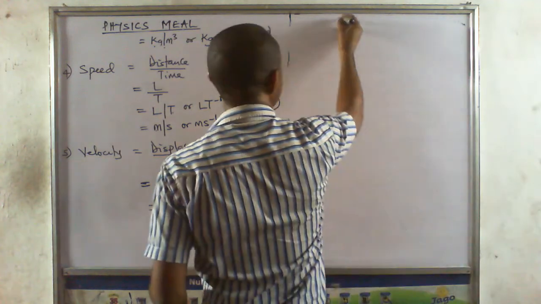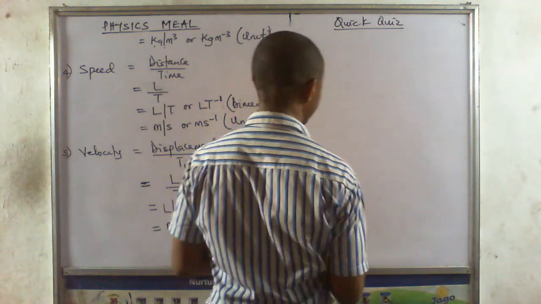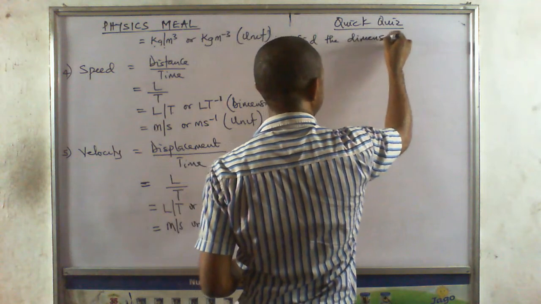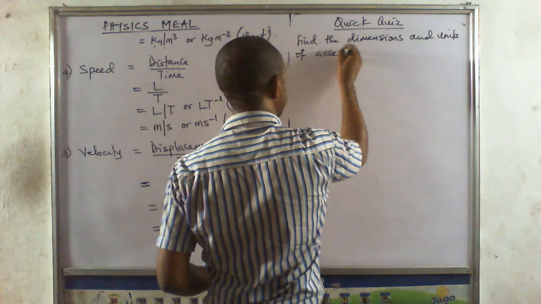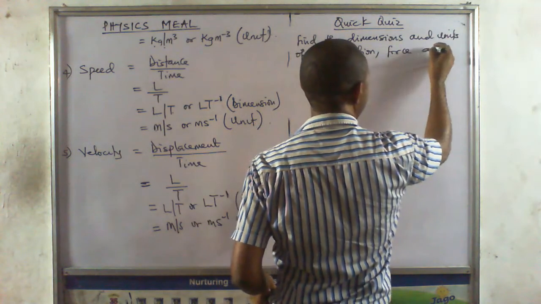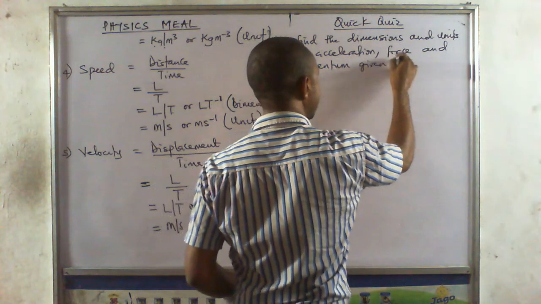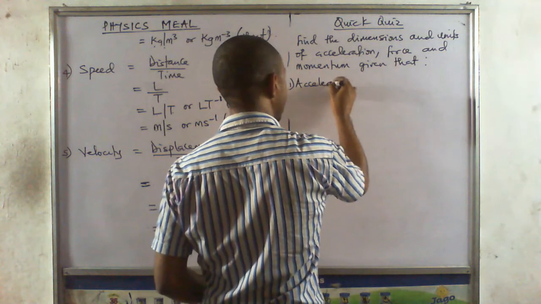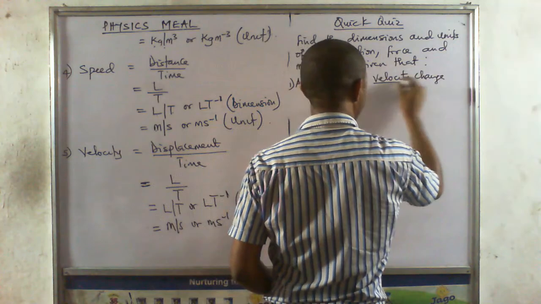let's have a very quick quiz. Find the dimension and units of acceleration, force, and momentum, given that one, acceleration is velocity change over time.